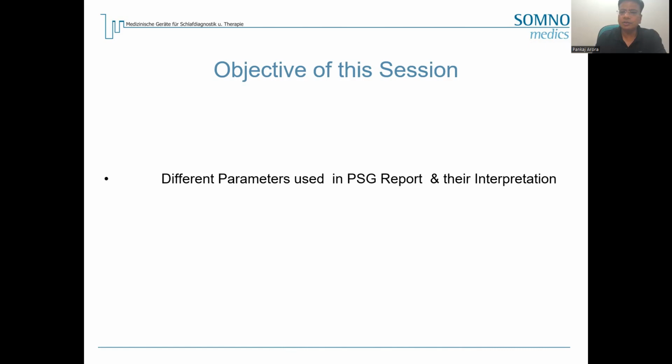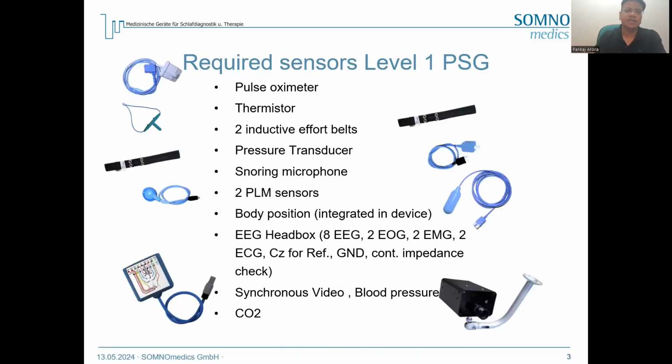So what happens when you do a polysomnography? You put a lot of sensors, because you want to get a lot of physiological data from the patient. You put a pulse oximeter, a thermistor, effort belts, a pressure transducer, a snoring microphone, leg movement sensors, EEG for getting the different sleep stages, a body position sensor, a video, blood pressure, CO2. A lot of sensors on the patient.